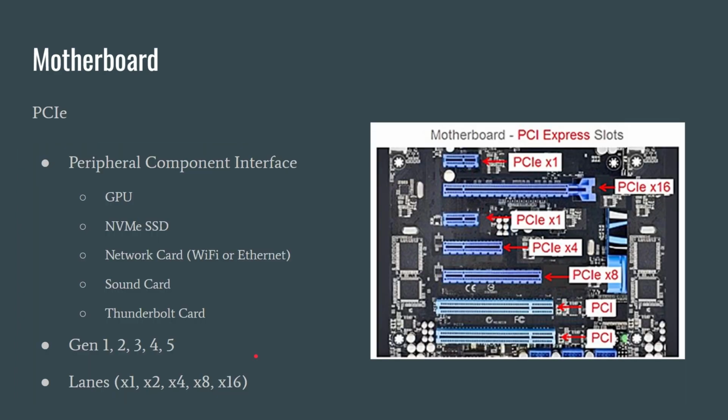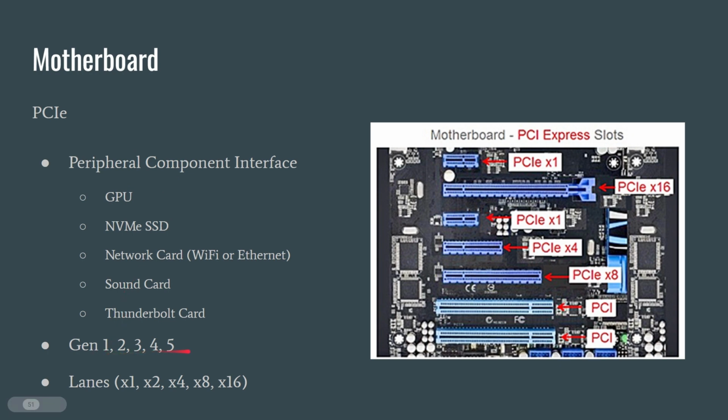Next, for PCIe support. We already talked about how PCIe is peripheral component interconnect. I don't know why it says interface there. It stands for interconnect. And then, these are some examples of devices: GPUs, NVMe SSDs, network cards, Wi-Fi or Ethernet cards, or both, sound cards or Thunderbolt cards, all use PCIe.